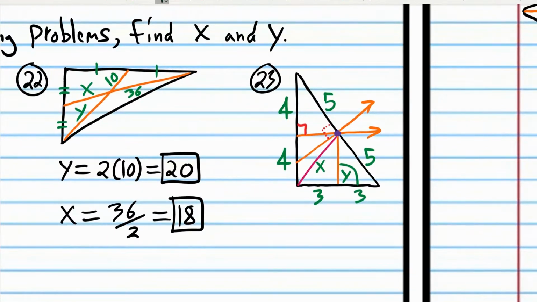The Circumcenter Theorem tells us that the distance from the circumcenter to each vertex is equal for all the vertices. So the distance from the circumcenter to this vertex, which we know is 5, has to be the distance from the circumcenter to this vertex. So x must be 5.